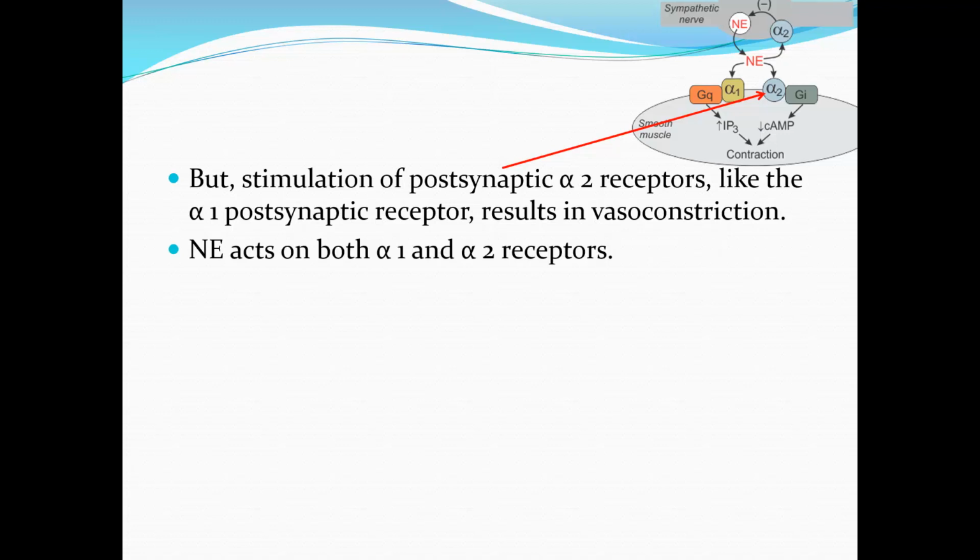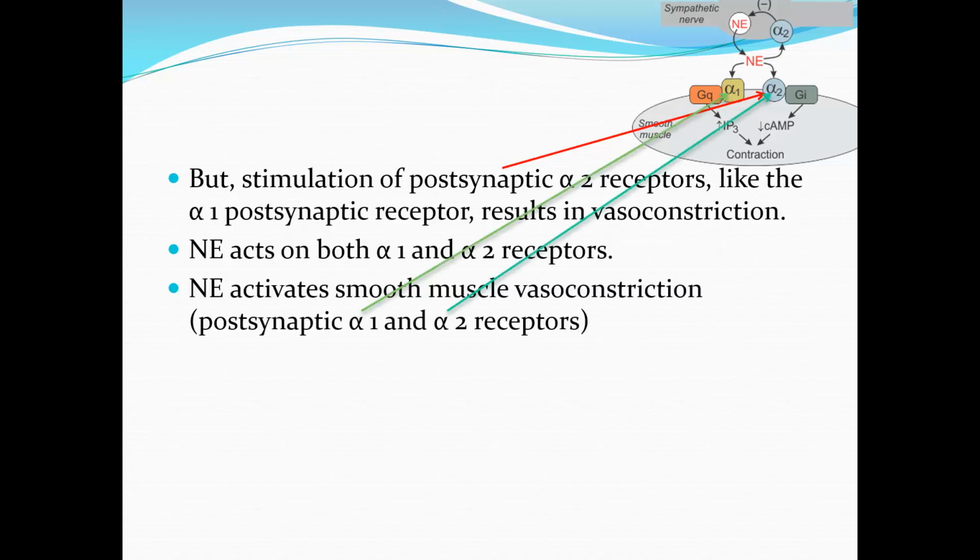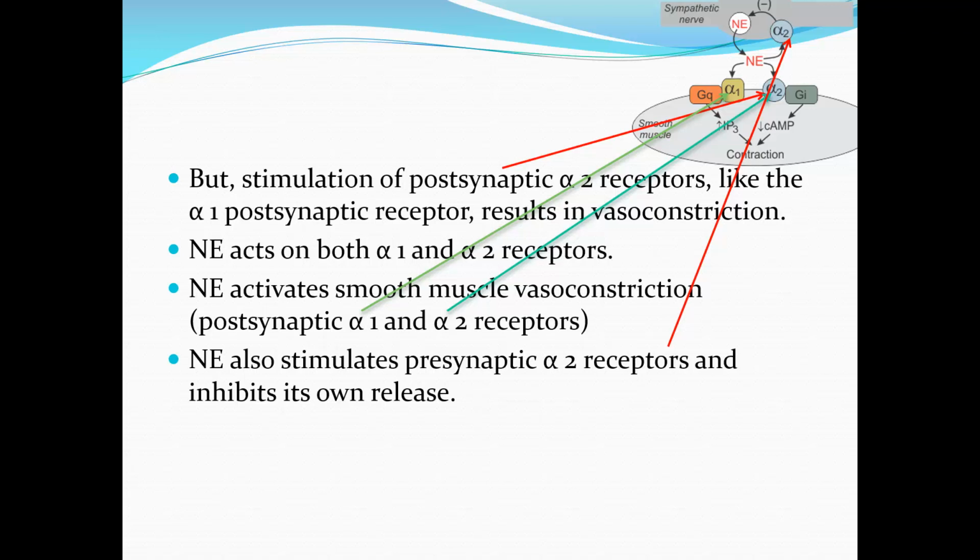Norepinephrine acts on both alpha-1 and alpha-2 receptors. So, when you give norepinephrine, it activates smooth muscle vasoconstriction via both alpha-1 and alpha-2 receptors. So this is the postsynaptic action of the norepinephrine. But it doesn't work only on postsynaptic receptor, right? So it works on the presynaptic too. So when norepinephrine binds to the presynaptic alpha-2 receptor, it inhibits its own release. And this is part of the feedback that's important in its regulation.